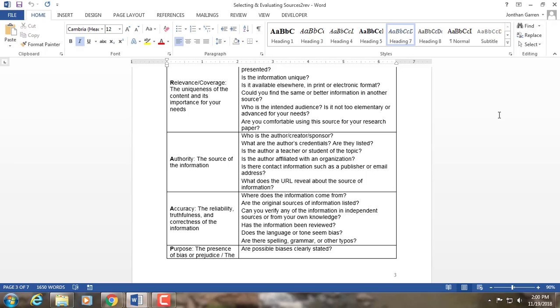And then you can take that and apply it to the overall website, right? This is where you look at the URL. What does the URL reveal? The URL is the web address. So how does it end? Is it .edu? Is it .gov? A lot of times those are very authoritative sources. Is it a .org? Because sometimes those can be a little mixed, right?